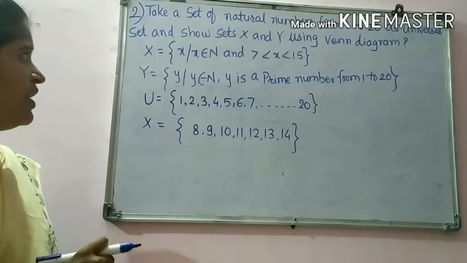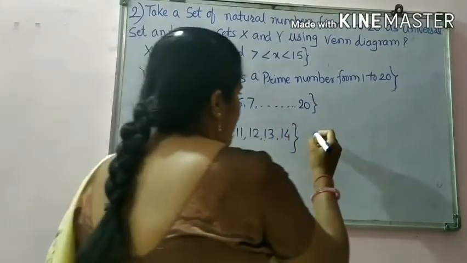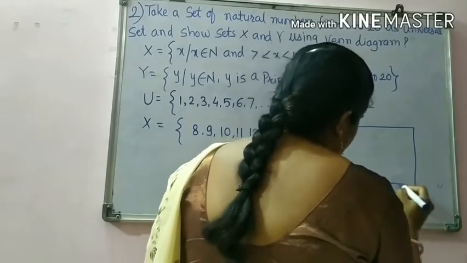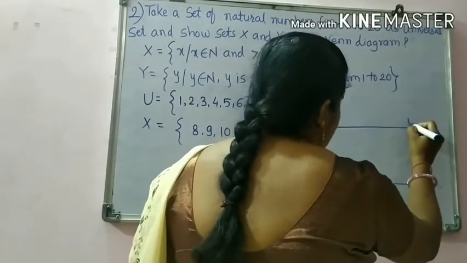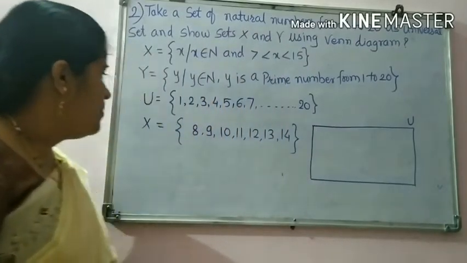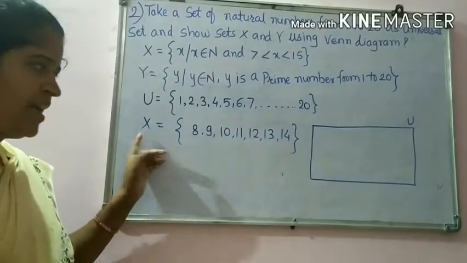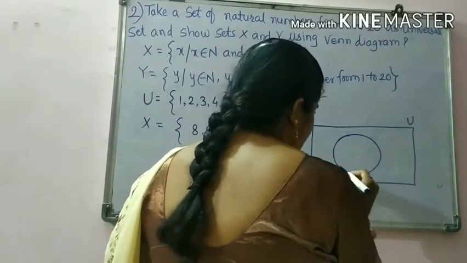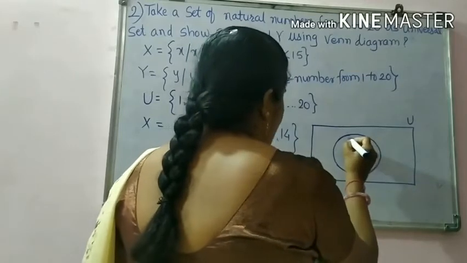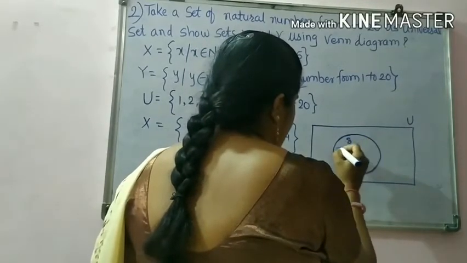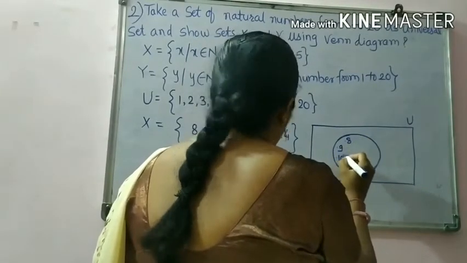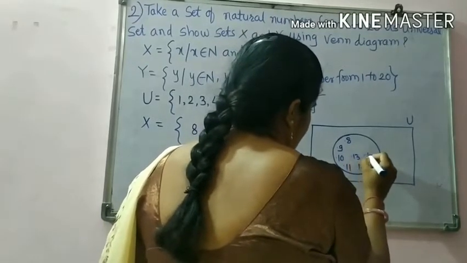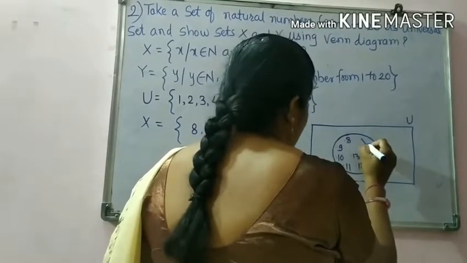Now see here, we are going to represent this with the help of Venn diagram. We shall write the universal set here like this. We shall denote it in a rectangle. This is our universal set. Now first of all we shall show this set X. Here is our set X. So what are the elements of set X? 8, 9, 10, 11, 12, 13 and 14. This is our set X.